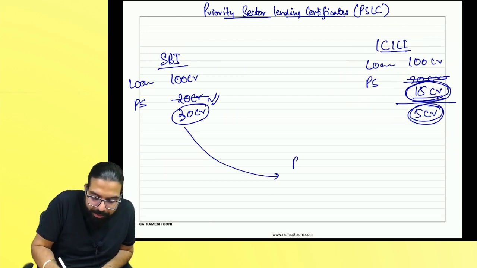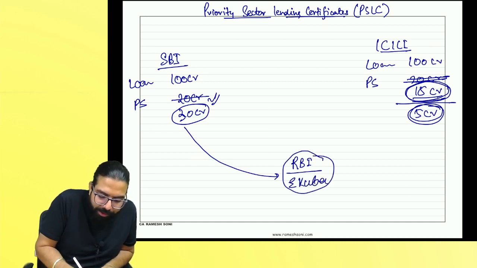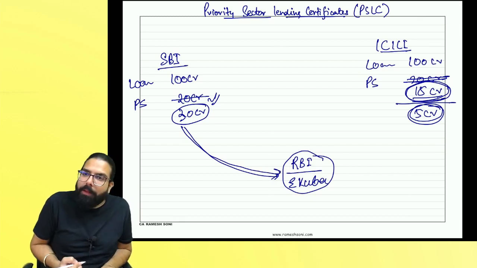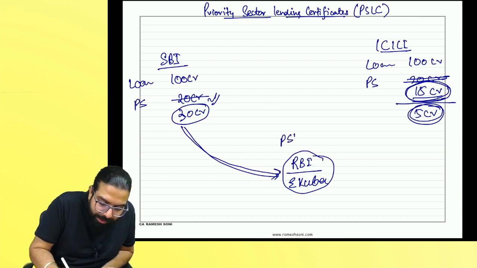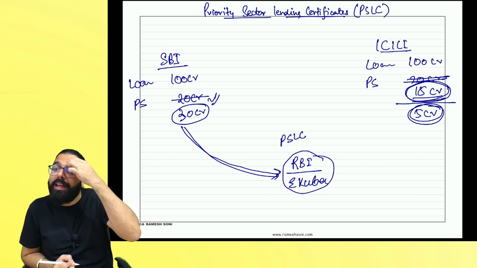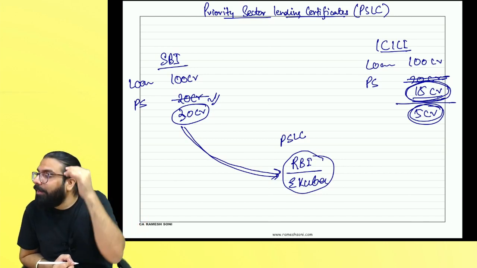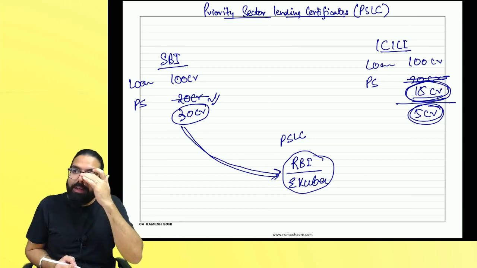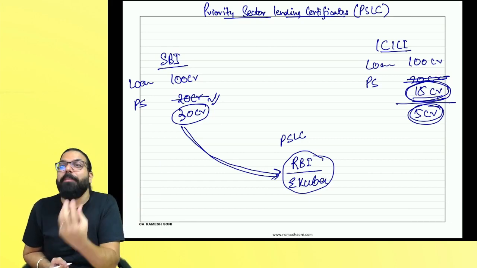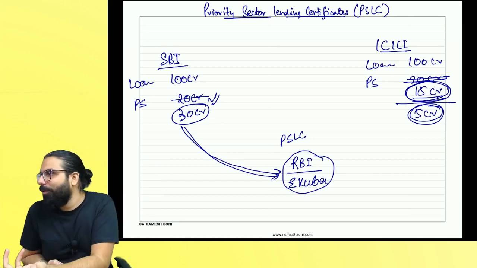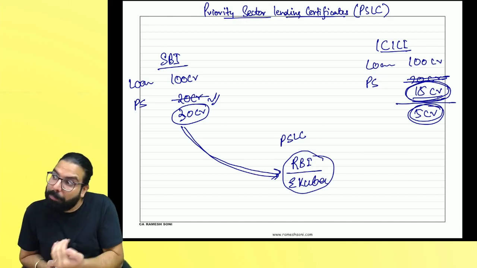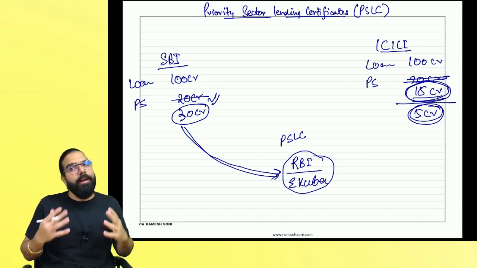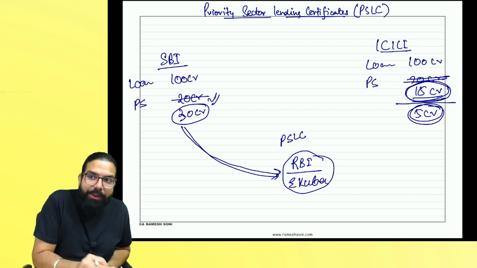You know what SBI can do? Now RBI maintains one portal, the RBI's e-Kuber portal, where this bank can go and sell the priority sector lending certificate to the other bank who needs it. Are we clear? And this is also one way a bank makes money, not only by giving loan and taking interest. Bank sells priority sector lending certificate. The loan will remain of the State Bank of India only.